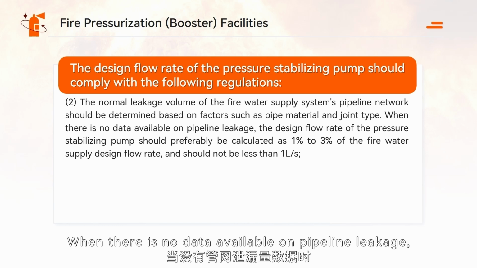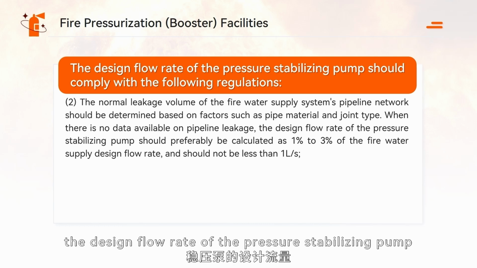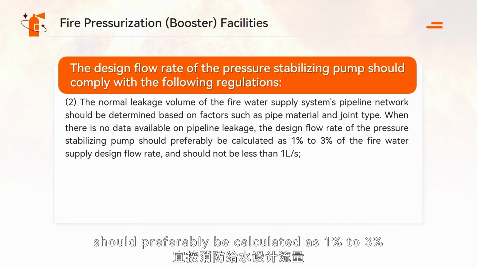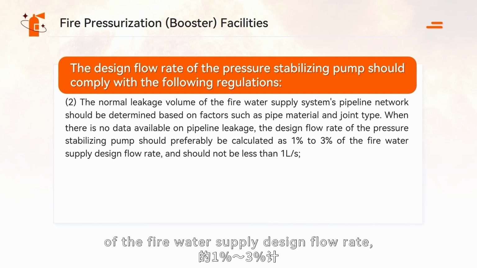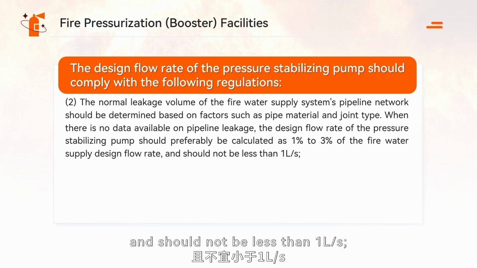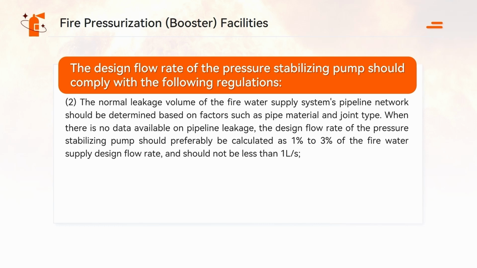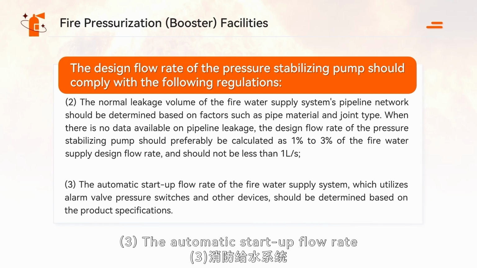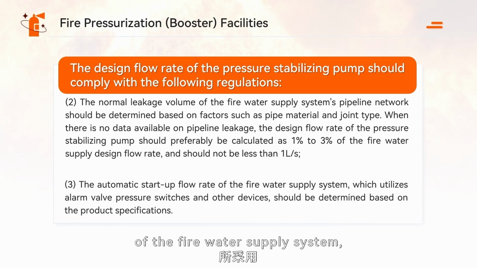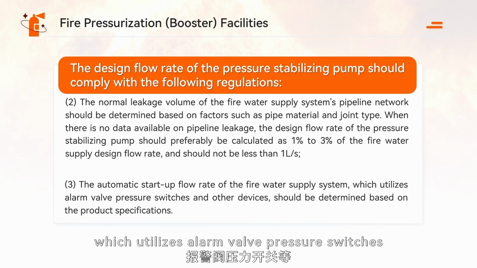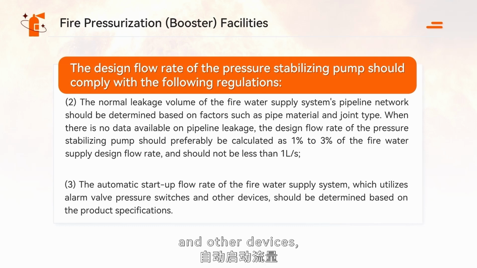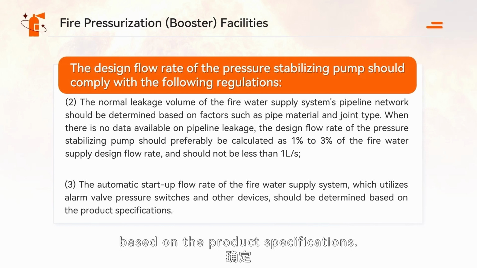When there is no data available on pipeline leakage, the design flow rate of the pressure stabilizing pump should preferably be calculated as 1% to 3% of the fire water supply design flow rate, and should not be less than 1 liter per second. 3. The automatic startup flow rate of the fire water supply system, which utilizes alarm valve pressure switches and other devices, should be determined based on the product specifications.